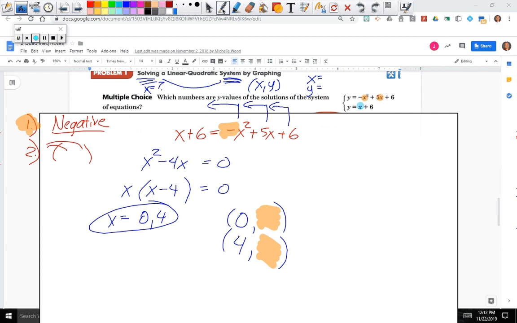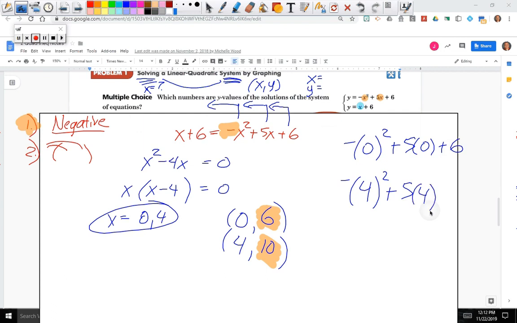What does 0 give me? 6. What does 4 give me? 10. And there's all my answers. Otherwise, when you plug in stuff, you're going to have to be careful with parentheses. Let's say we plugged in a 0. And a lot of this test will be non-calculator. And this is where a lot of mistakes happen. Let's say that we plugged in 4. Let me show you what I'm talking about. Right here is where a lot of mistakes will happen when you're doing it by hand.